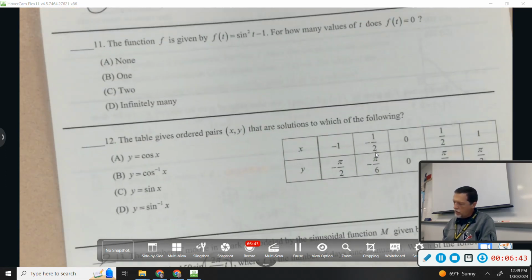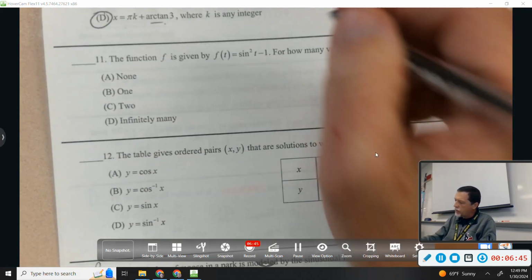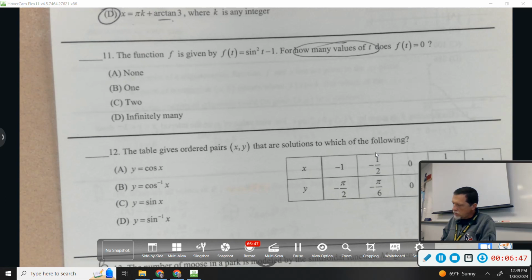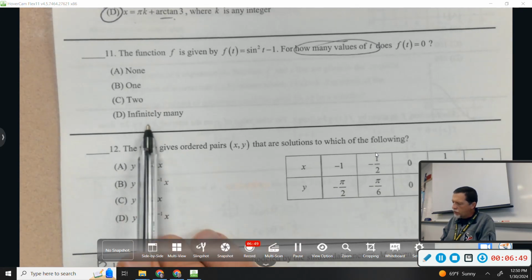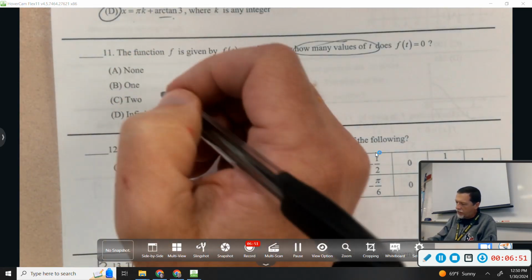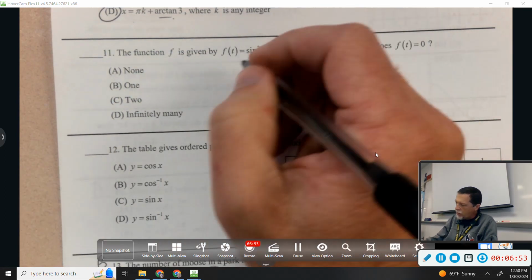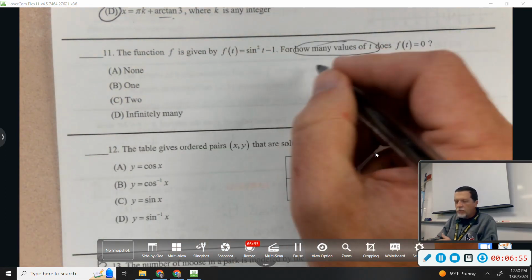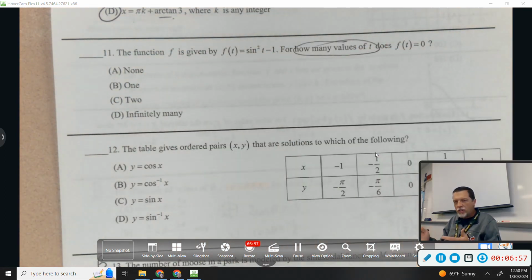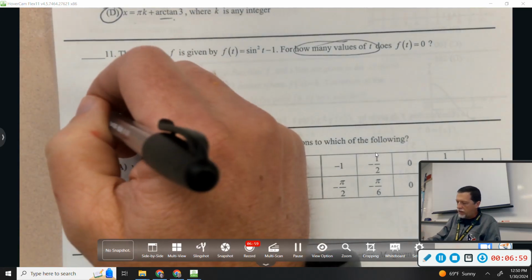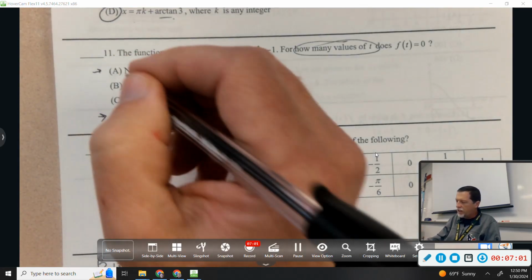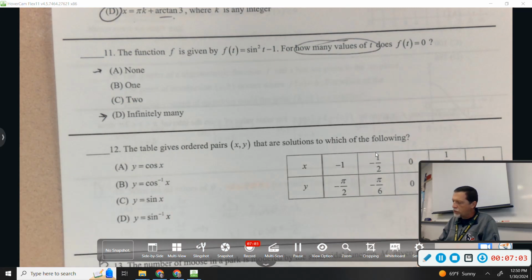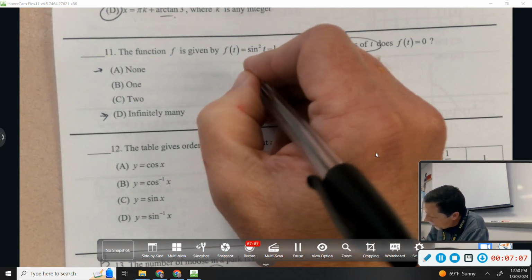Number 11. How many values? And I look at my answer choices, and I've got some odd answers in there. None, infinitely many. It doesn't restrict my interval, so I'm thinking it's either infinite or none, because it wouldn't be 1 or 2 if we're looking at the whole number line. So let's see what happens.